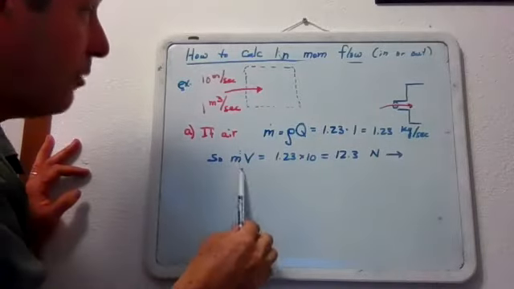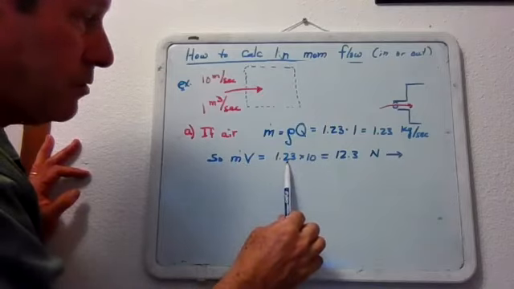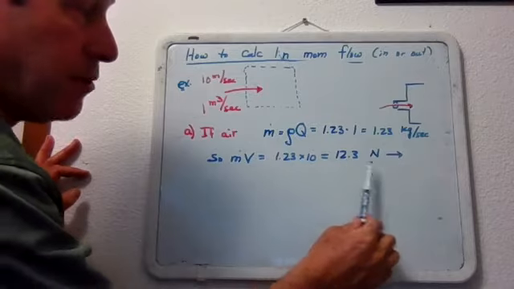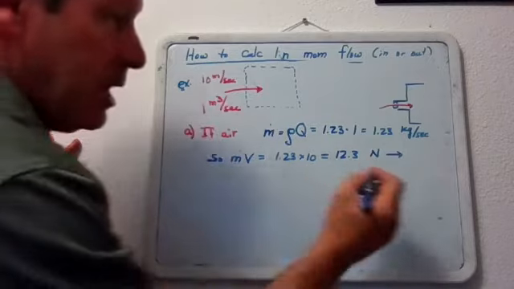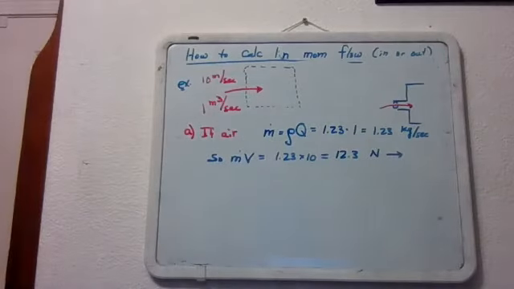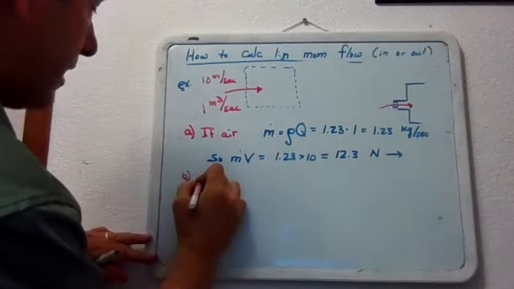What's the linear momentum flow in? It would be 1.23 times the speed of 10, so I get 12.3. I can do that as kilogram meters per second squared, or newtons, and it is to the right, or in. All right, let's just compare how it is for water. This should be fast now.